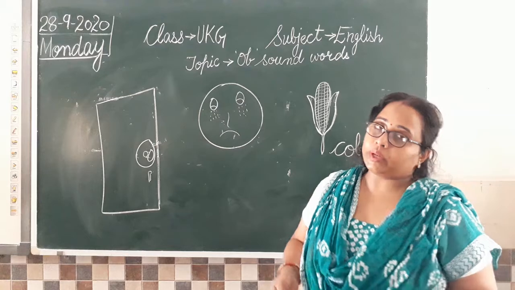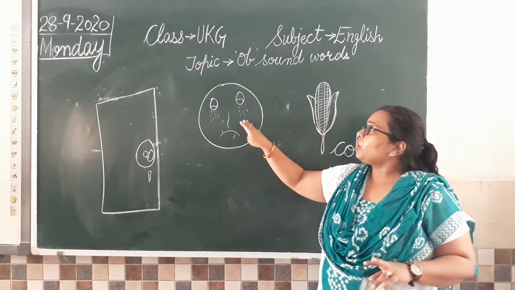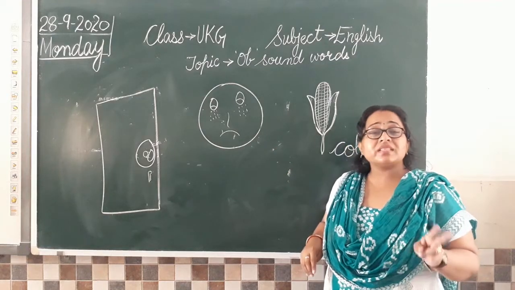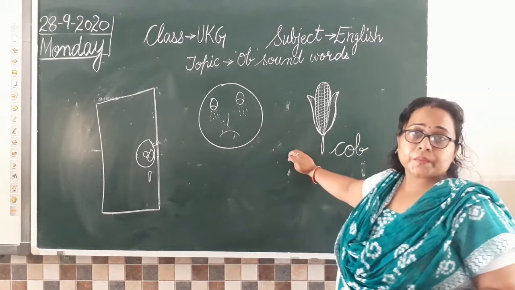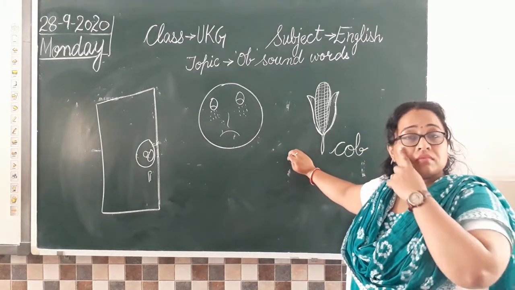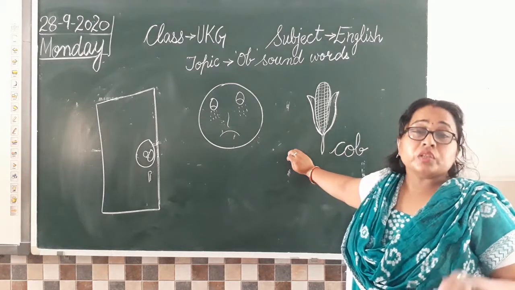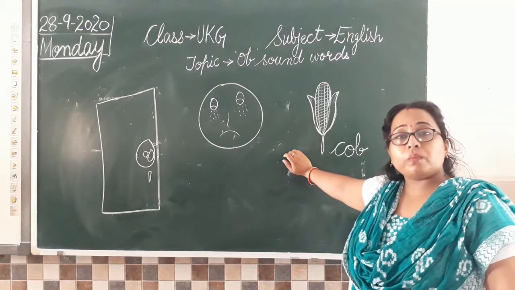Cob means bhutta. Clear? Next is, see what sort of a face is this? Is it a smiley face? No. Is it a sad face? No. So what the child is doing? The child is crying and we call it sob. What जब आप जोर जोर से चिल्ला के बोलते हो, what we call that? Sob.